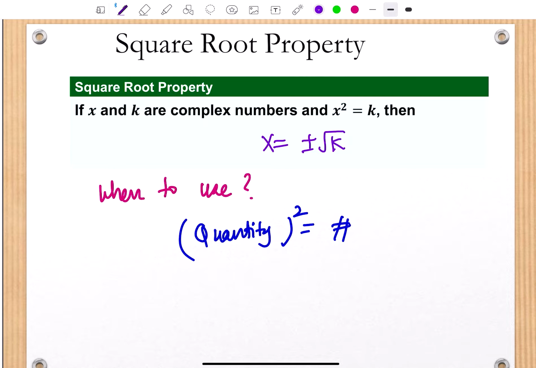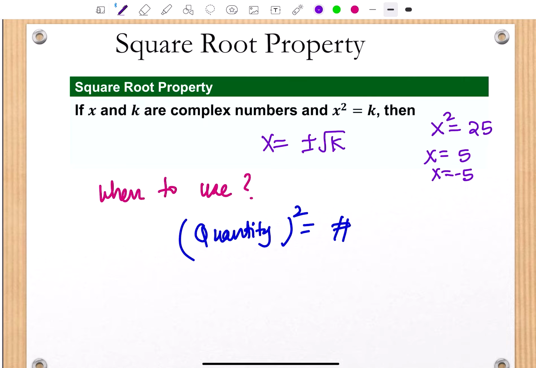Might be easier to think about in terms of numbers. If x squared is equal to 25, then x has two possible options. x can equal positive 5 or x can equal negative 5. So when we take the square root on both sides, we add plus minus in the front.